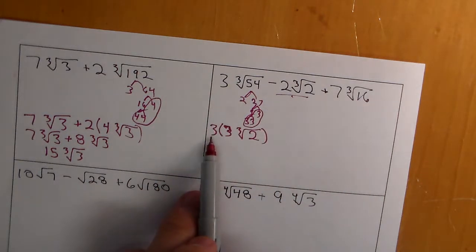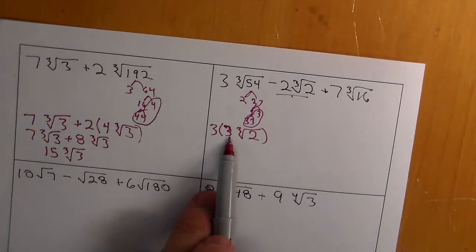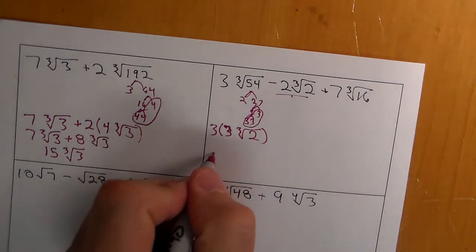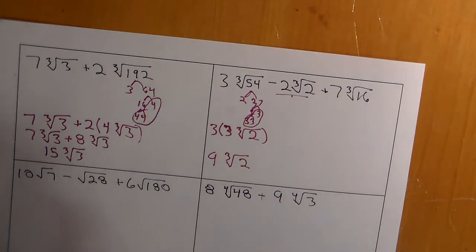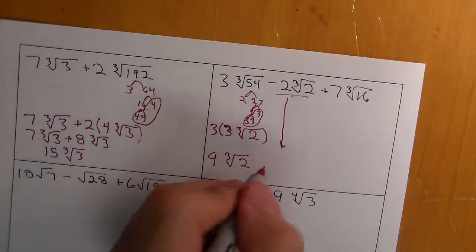So I have 3 on the outside already. Set of 3's came out, cube root 2 left over. So this is 9 cube root 2. I'm just going to bring this one down. It's already simplified.